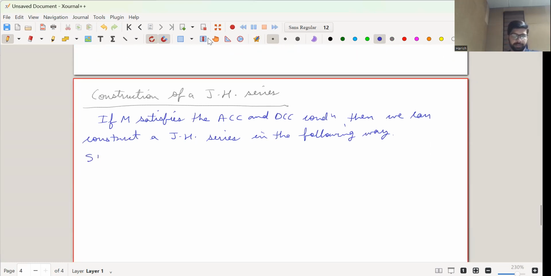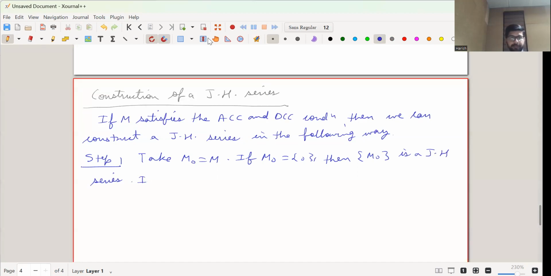So step 1, you can take M naught to be just M as defined, and if M naught equals 0, then you are done, right? Because there won't be anything between M and 0. So just M naught is a Jordan-Hölder series.